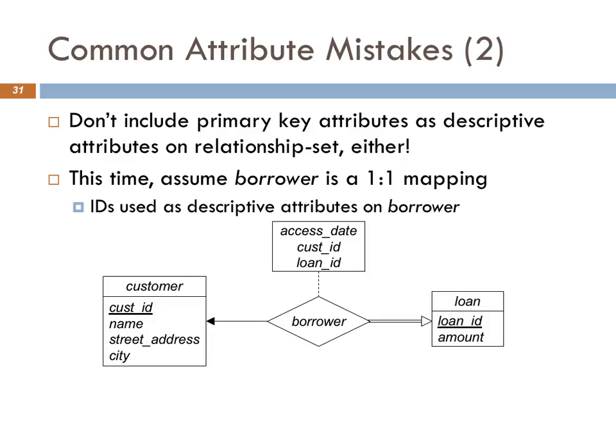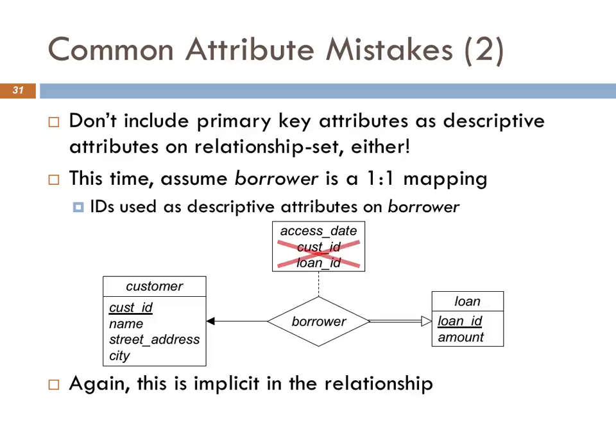Oh, this is completely not realistic, because we're saying that a customer can have at most one loan, and a loan has exactly one customer. We know that banks don't work that way. But anyway, even in a situation like this, it's a really bad idea to have customer ID and loan ID appearing as descriptive attributes. They're identifying attributes because they're from the participating entity sets. So again, you have to let the entity relationship model do its thing. You've got to follow the rules and just trust that people looking at it will understand that borrower has these implicit attributes, like whatever the key attributes are in customer and loan. It's going to have customer ID and loan ID included implicitly. Okay, does that make sense?